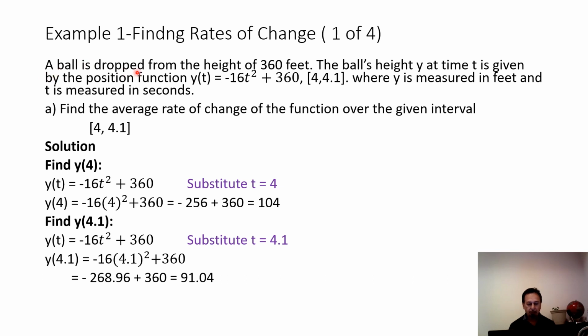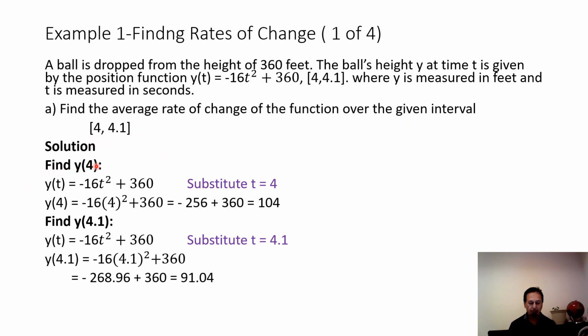A ball is dropped from the height of 360 feet. The ball's height y at time t is given by the position function y of t equals minus 16t squared plus 360, where y is measured in feet and t is measured in seconds. So let's find the average rate of change of the function over the given interval 4, 4.1.